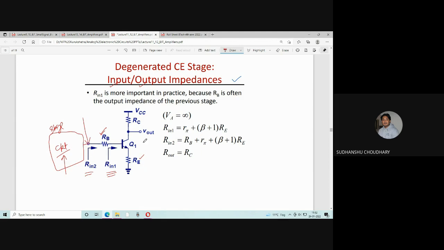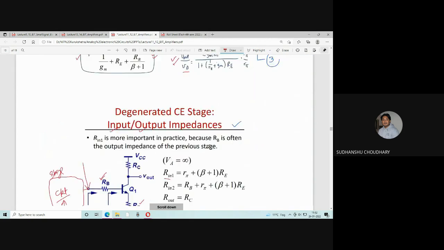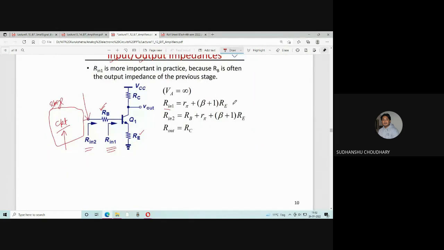Okay? So if I try to find out R in 1, that is input impedance, for finding the input impedance I again utilize the previous one, right? So it is the same, excluding RB. So this is R pi plus beta plus 1 RE, the input impedance. So I write R in 1 as R pi plus beta plus 1 RE. Okay? And R in 2, when we include RB in series, so that is R in 1 in series with RB. So that is RB plus R pi plus beta plus 1 RE.